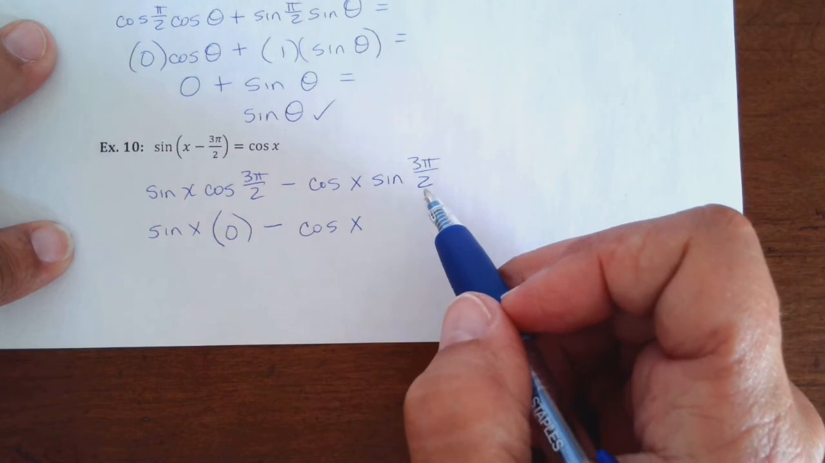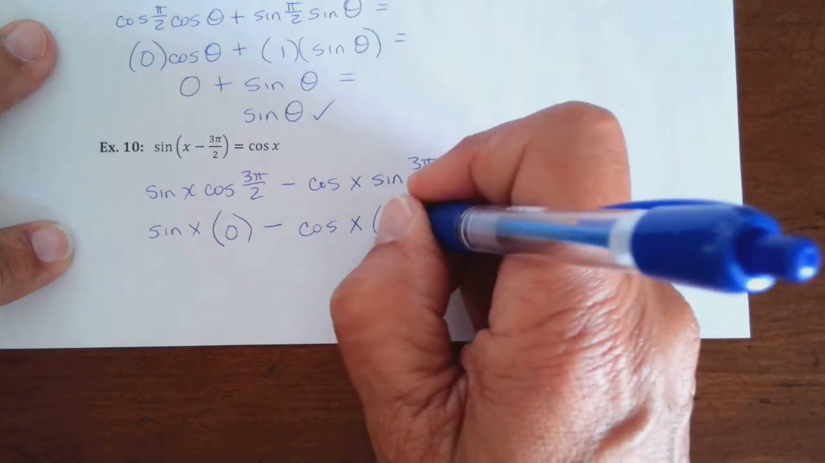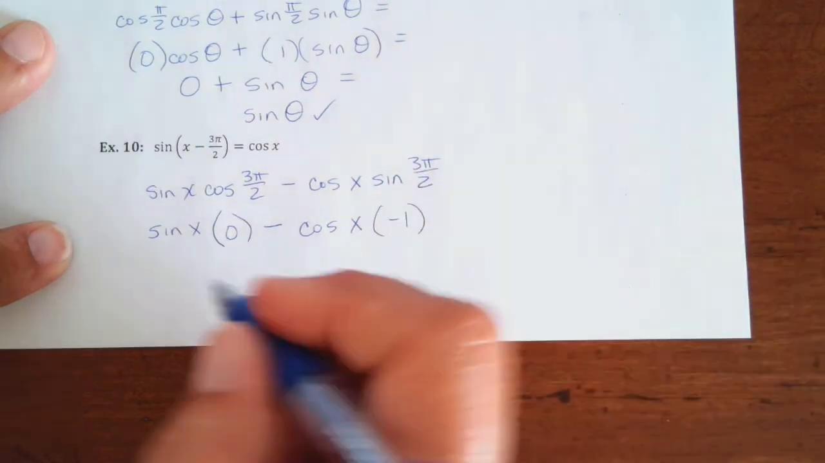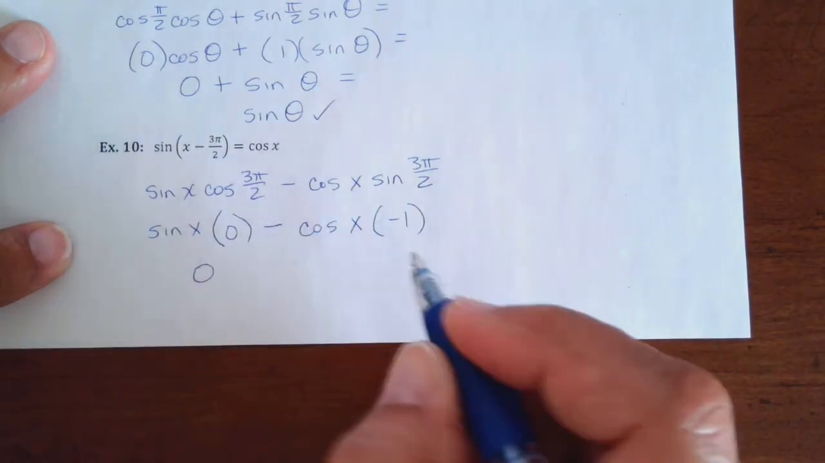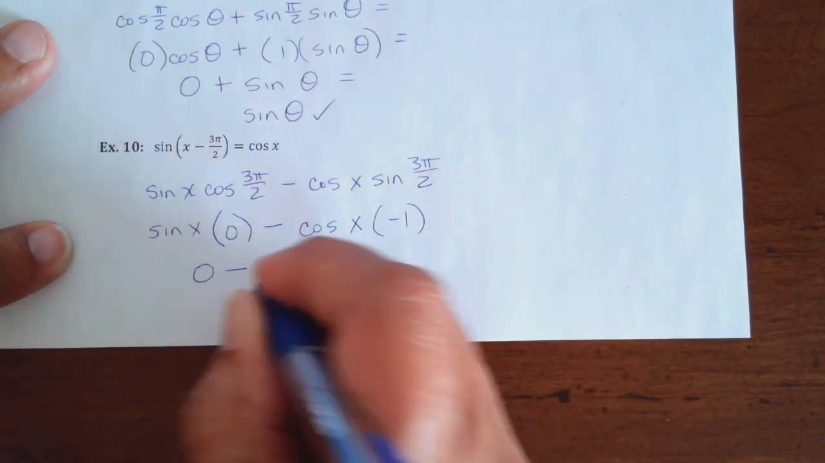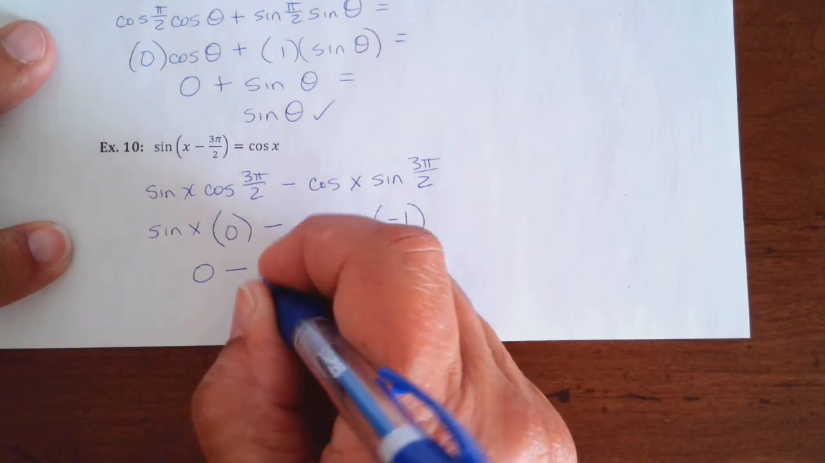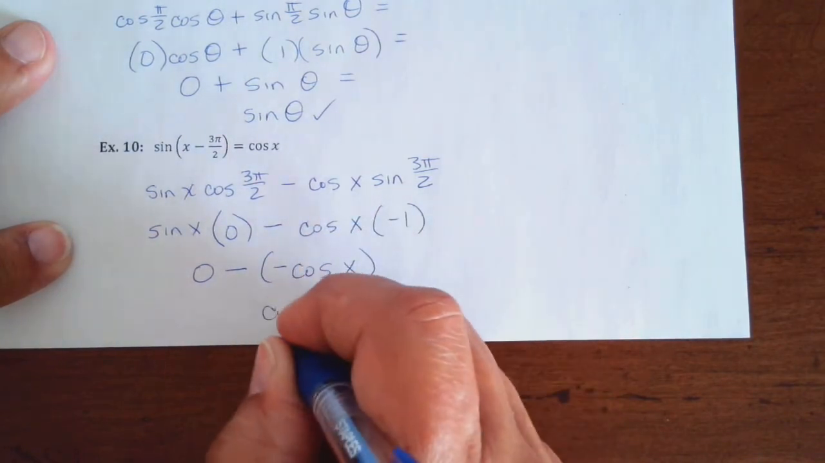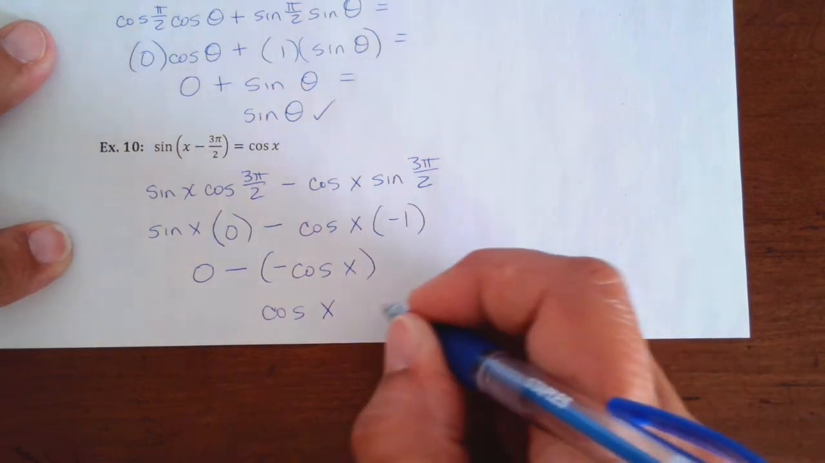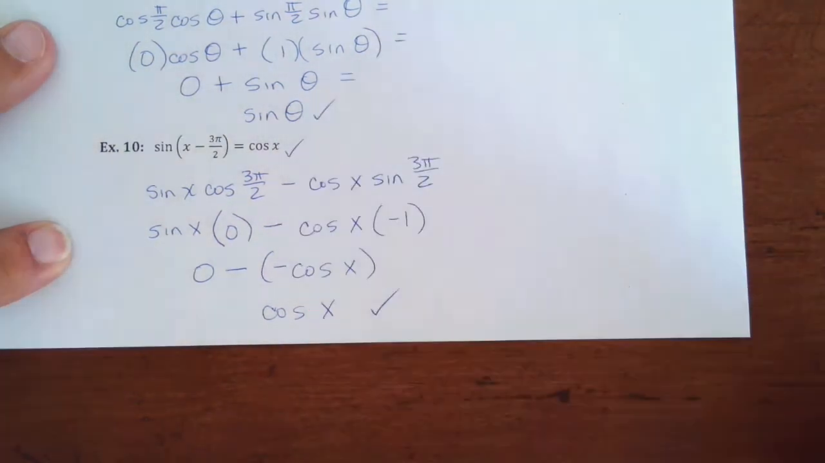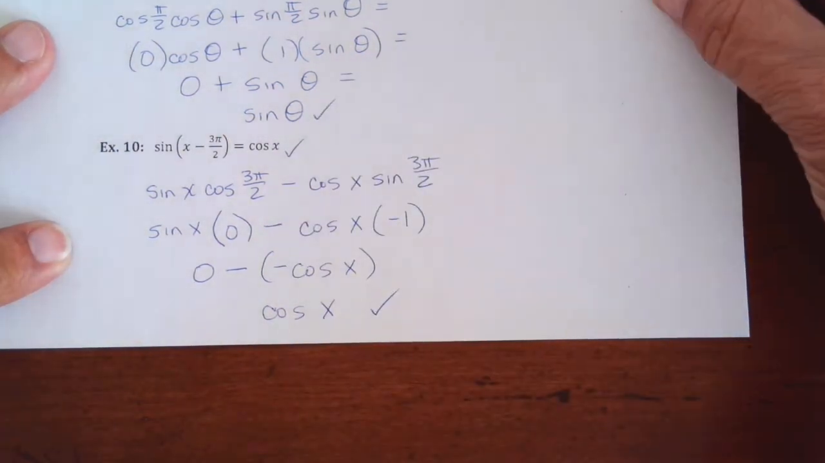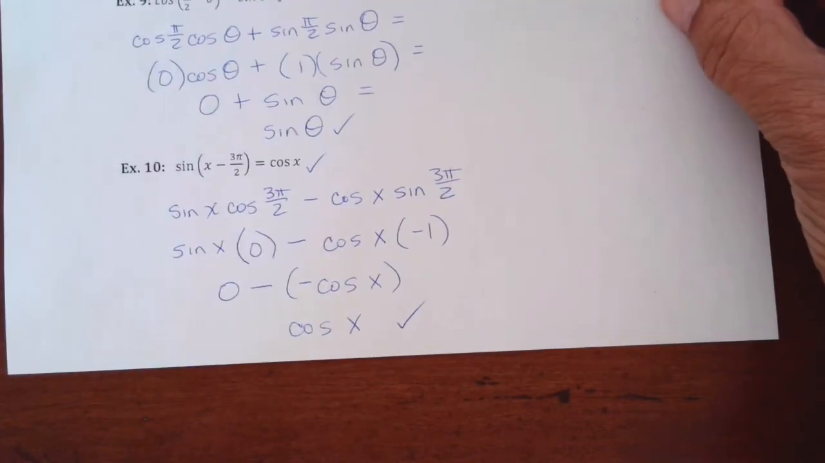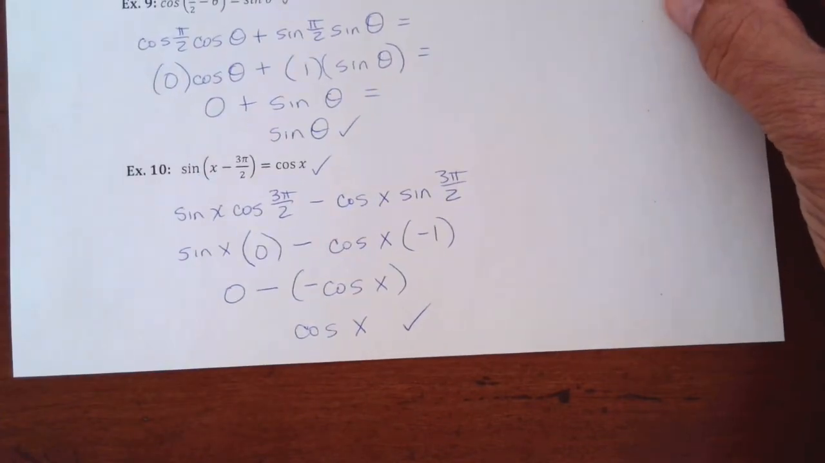The sine of 3 pi over 2 is the y value down there, which is negative 1. And sine x times 0 is 0. And then we have minus, and then negative 1 times the cosine is negative cosine. And a negative times a negative gives you that positive. And that's what we needed. Okay? So we proved it by getting the left side to equal the right. All right.